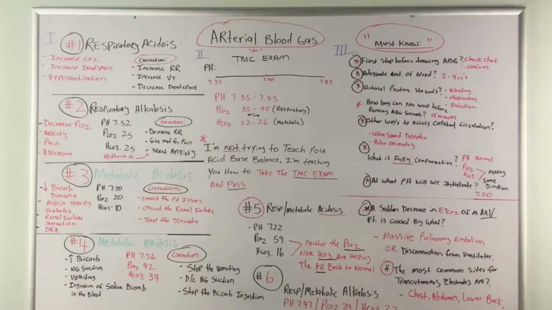The first one is, the first step before drawing an ABG is what? Check the chart and confirm the order. You don't know how many times this question is missed on the exam. The first thing you do before drawing an ABG is to check the chart and confirm. An adequate amount of blood for a blood gas is 2 to 4 cc's. And you do know that we use heparin in the syringe when we stick an ABG. In today's world, heparin comes in the syringe.